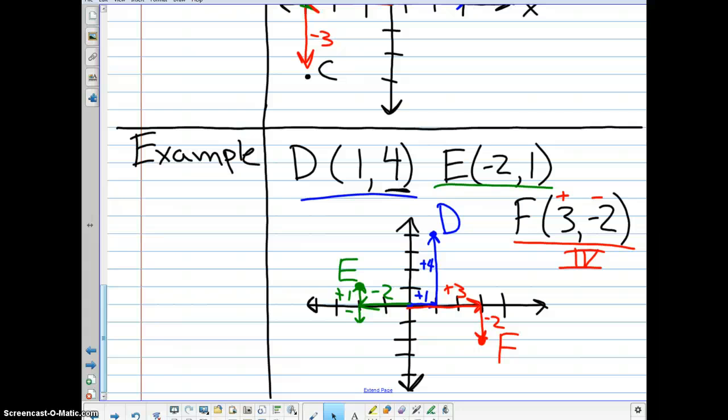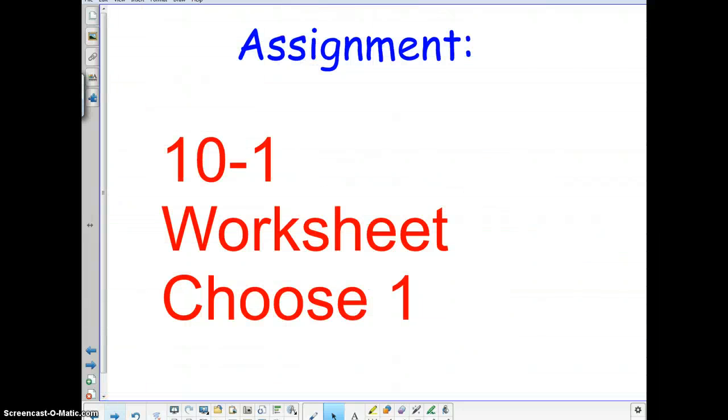But today will be a worksheet. If you have 10-1 worksheet, choose one. You have the reteaching or the practice. You choose one, have it completed, bring it completed for class at the beginning of class tomorrow.